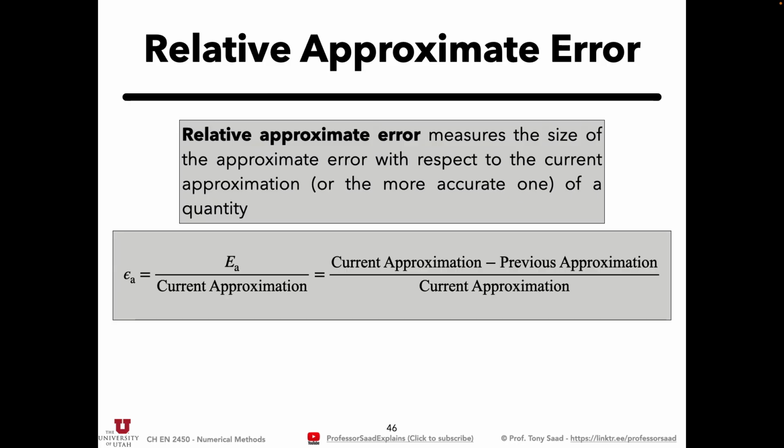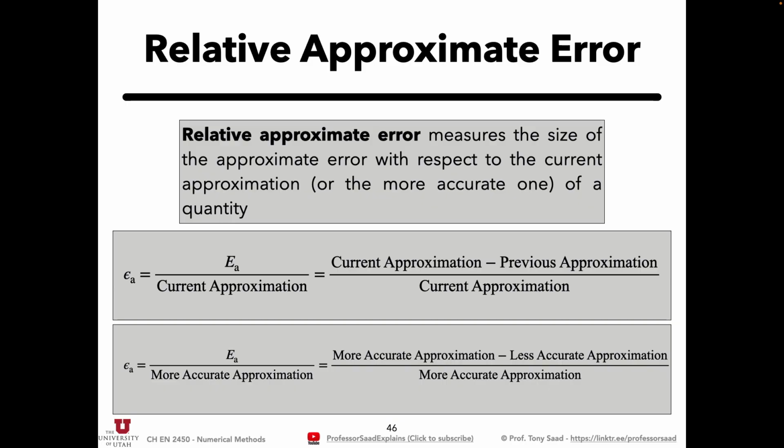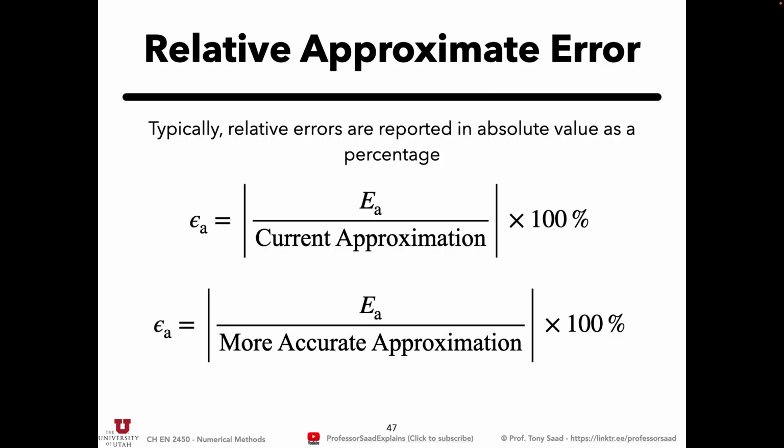Okay? And the same way we did with the true error, we're going to take a current approximation minus previous approximation over the current approximation. Why do we put the current approximation in the denominator? Because we assume that the current approximation is the more accurate one. It's closer to the truth. So it's like the true value in the denominator. Equivalently, more accurate approximation minus less accurate one, over the more accurate approximation, okay? So that pretty much summarizes the approximate error and the relative approximate error, which is going to be our primary go-to way of calculating errors as we develop new technologies in the course.